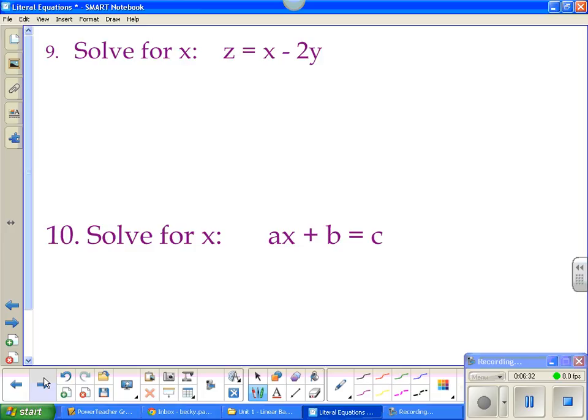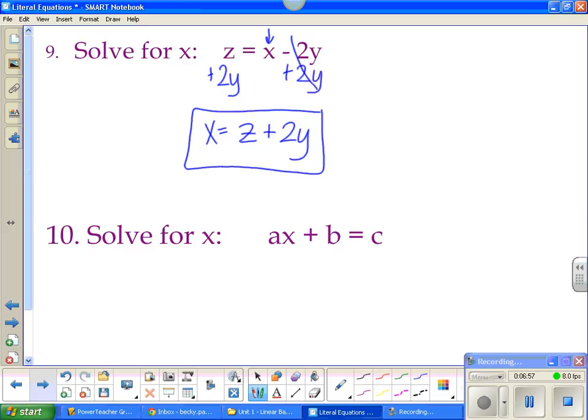Okay, number 9, solve for X. So I find my X, and I ask myself what's with it, and that's a minus 2y, so it's being subtracted. The opposite of that is addition, so I'm going to add 2y to both sides. So now I have X by itself equals Z plus 2y.